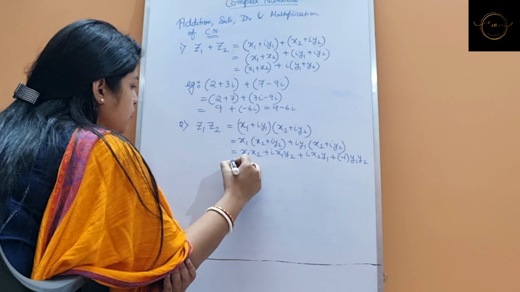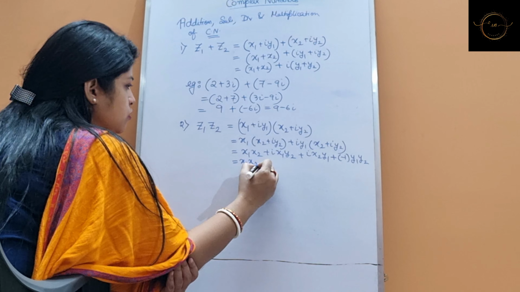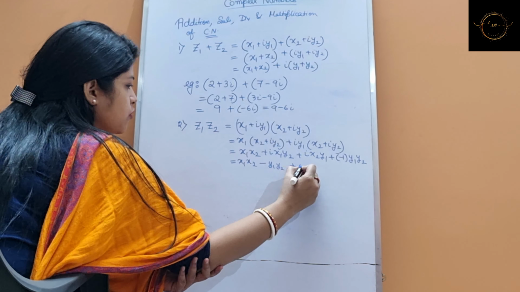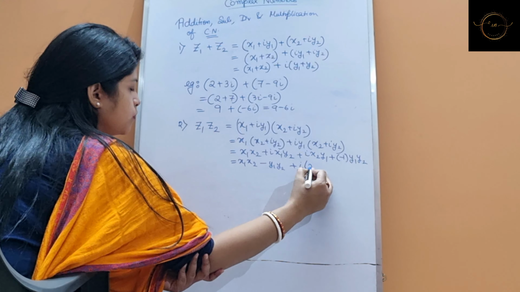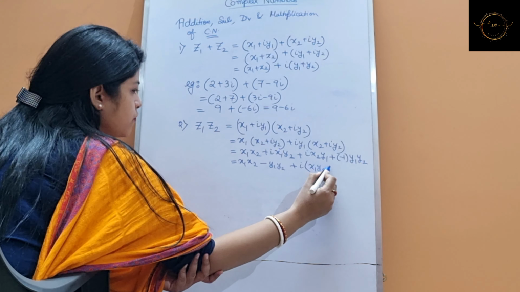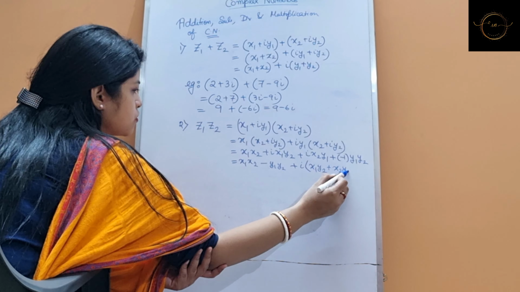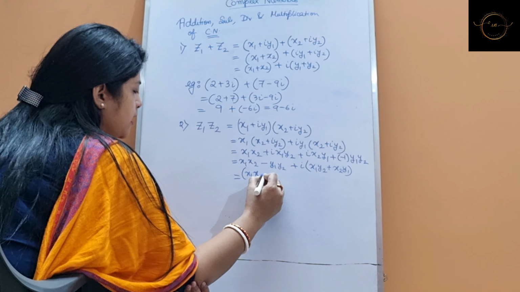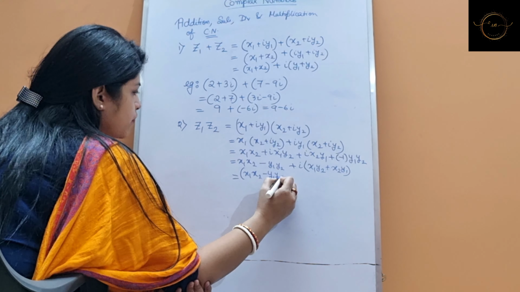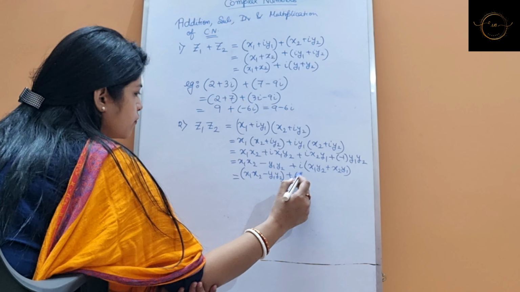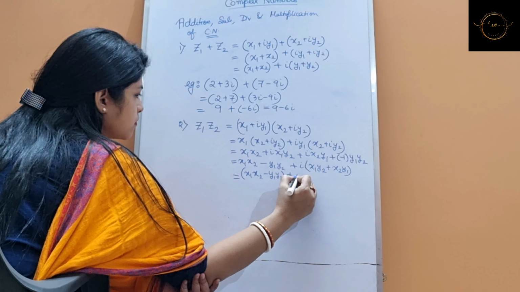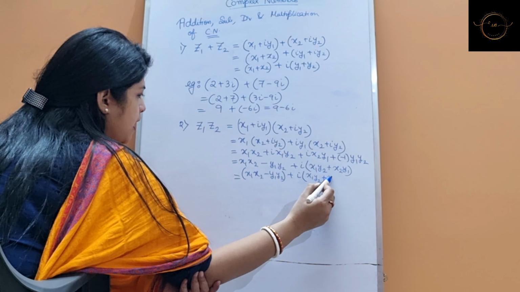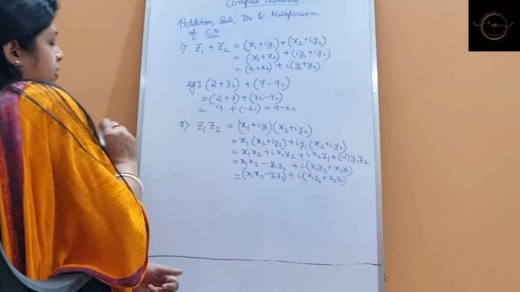So now we will get this part as x1 x2 minus y1 y2 plus, if you take i common from these two, we will get x1 y2 plus x2 y1. So the product is x1 x2 minus y1 y2 plus i into x1 y2 plus x2 y1.